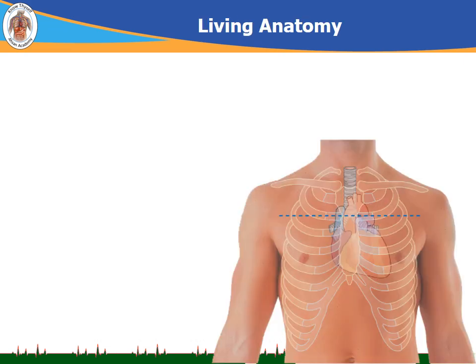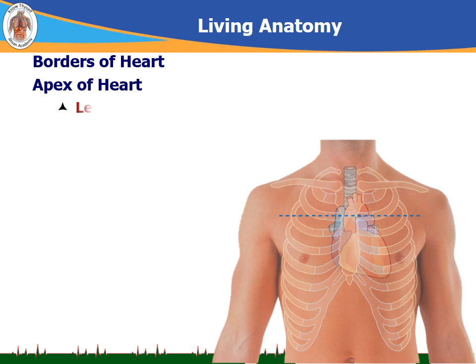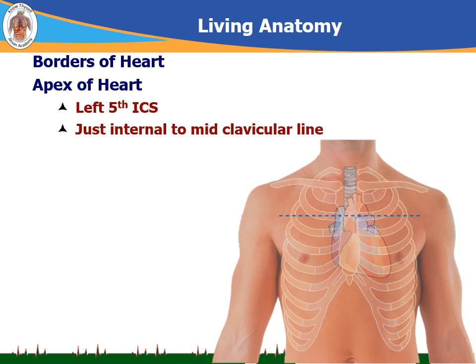Living anatomy of the heart. We can draw the borders of the heart on the anterior thoracic wall. The apex is situated at the left fifth intercostal space, just internal to the mid-clavicular line. This is the mid-clavicular line, and the point of the apex is there.